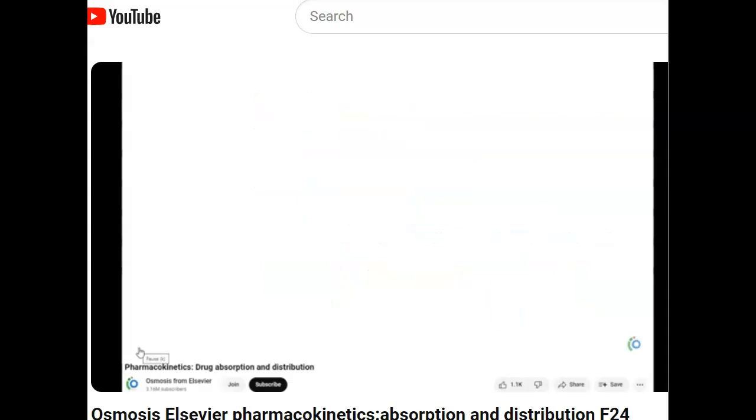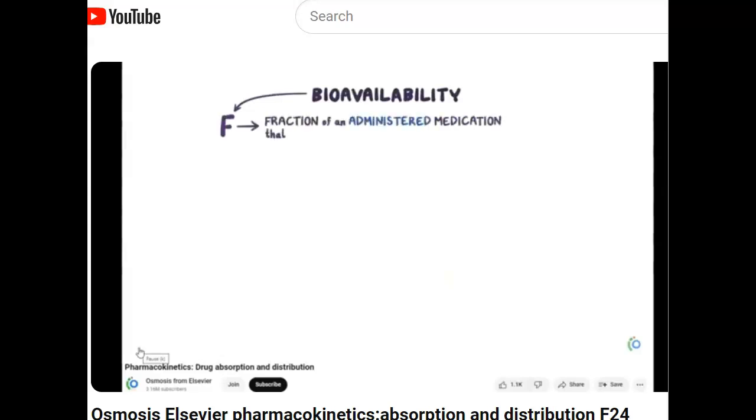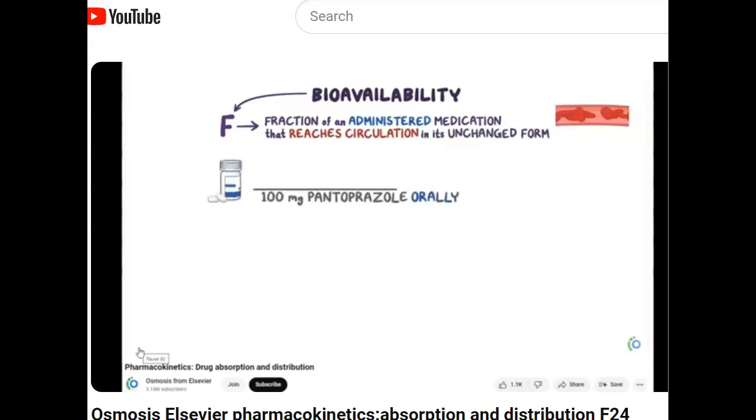Okay, so this brings us to the concept of bioavailability. Bioavailability, or F, is actually the fraction of an administered medication that eventually reaches the circulation in the unchanged form. For example, if someone takes 100 milligrams of pantoprazole orally and only 77 milligrams of this is absorbed into the circulation, the bioavailability is 0.77 or 77%.